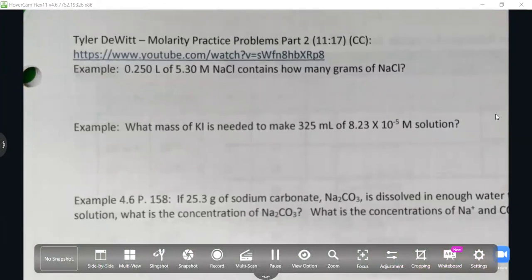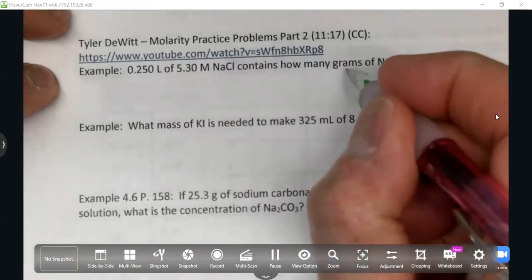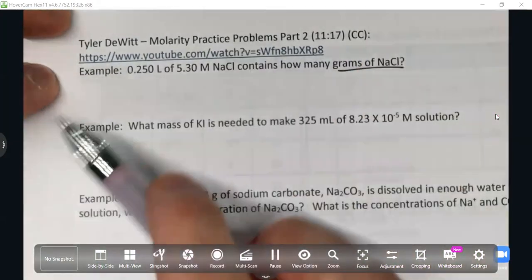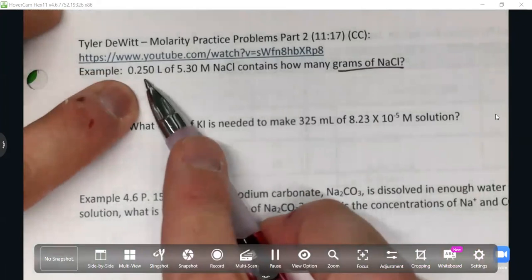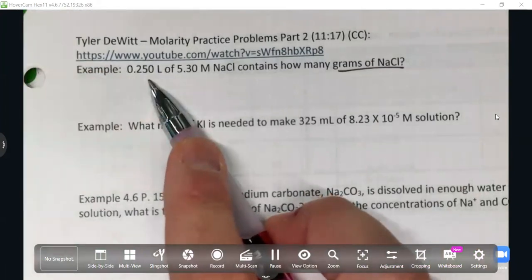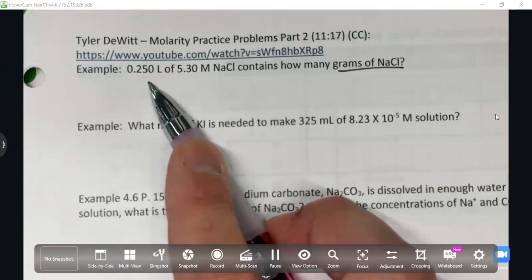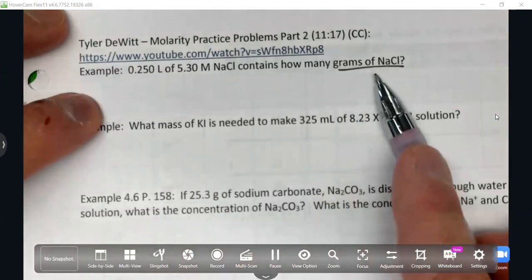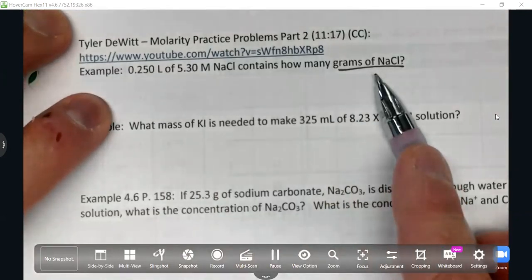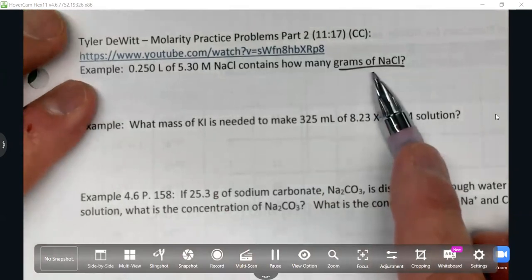How many grams of NaCl? If we pour out 250 milliliters, or added 250 milliliters for a reaction, and it's 5.3 molarity, how many grams of NaCl did we pour out or did we add? Remember, it's liquid grams.